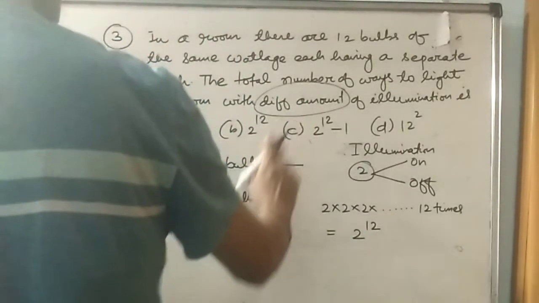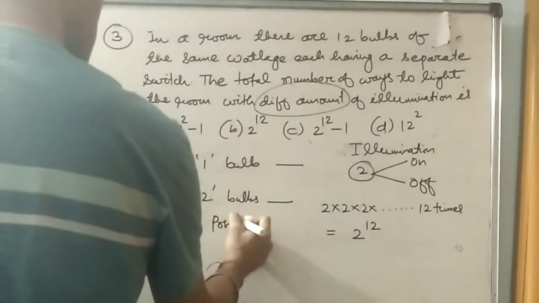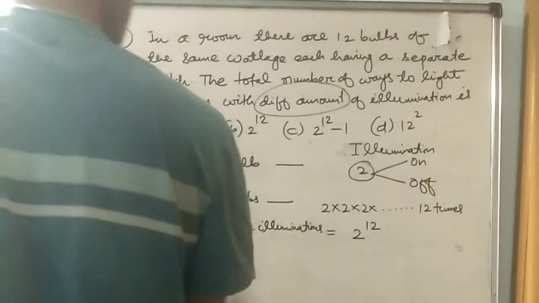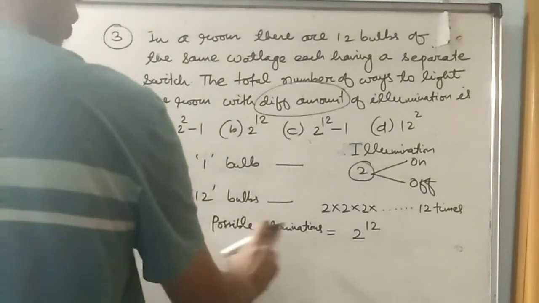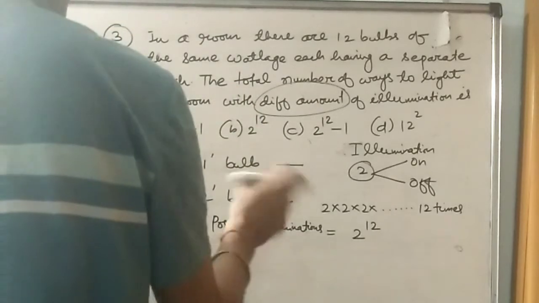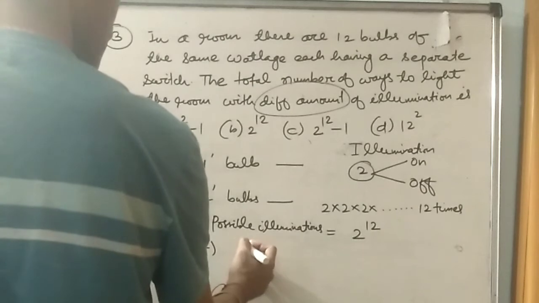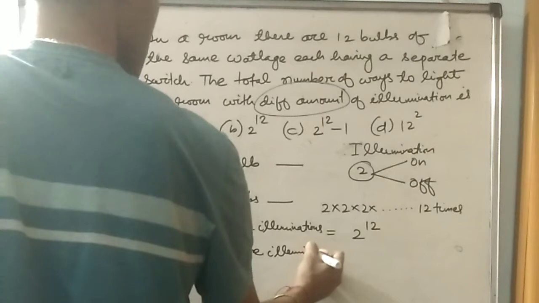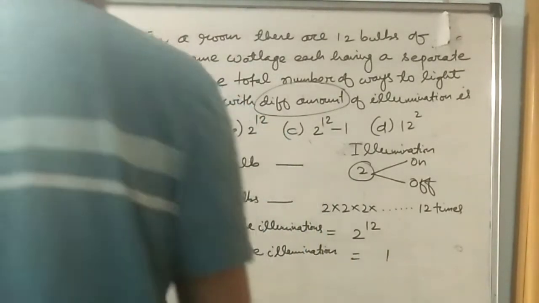Now, these are the possible illuminations, all the possible illuminations, which obviously includes all the possible cases, like they are all on, they are all off, you are on, you are off. Now the question is asking about different amounts of illumination. So what we will do, we will subtract from this those cases in which we will have the same illumination. So same illumination will be in just one case.